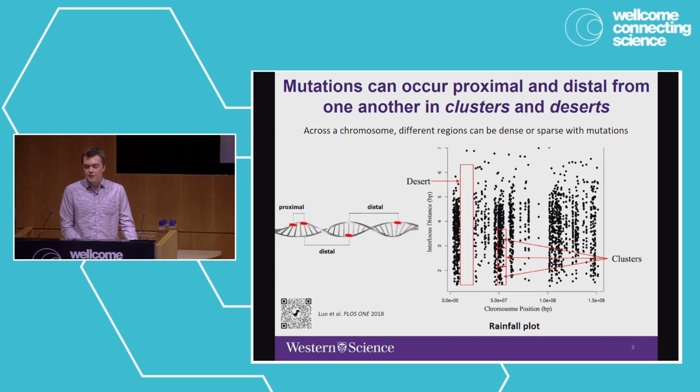Across a chromosome, different regions can also be dense or sparse with mutations, occurring in clusters and deserts. Looking at this rainfall plot again, we can see distinct regions where there are no mutations occurring, or they are very distant from one another, which would be termed deserts, as well as clusters, where we can also see varying levels of density of those intermutational distances.